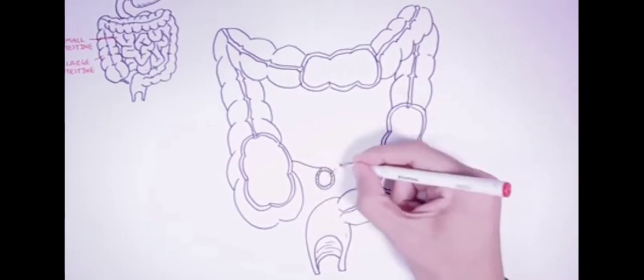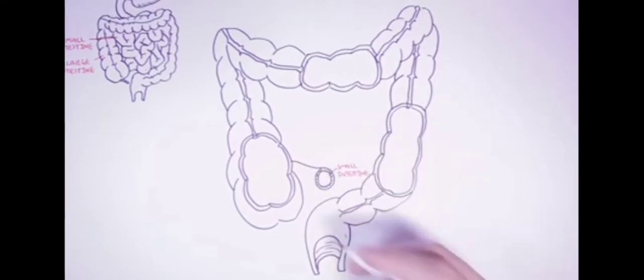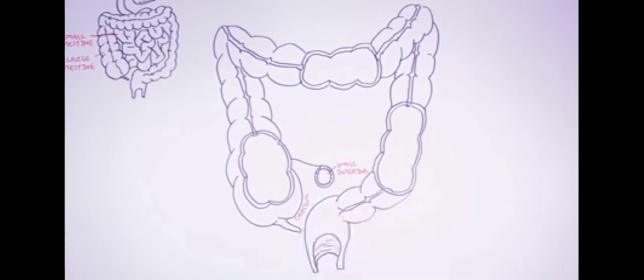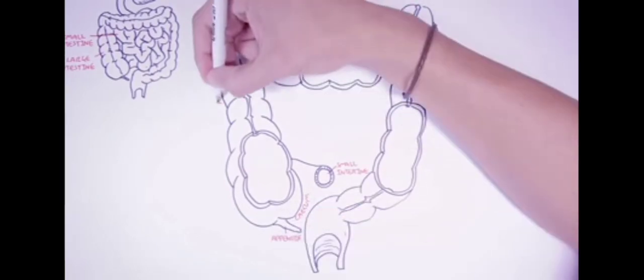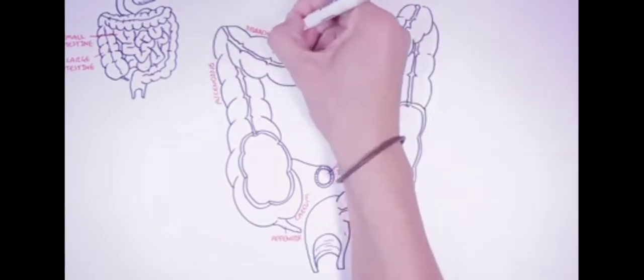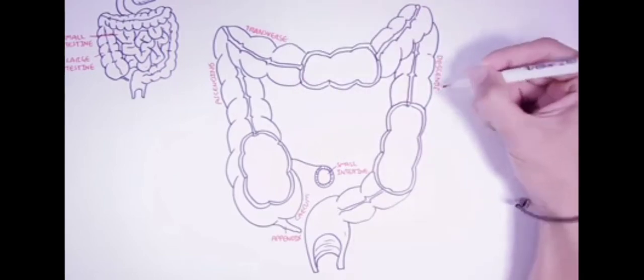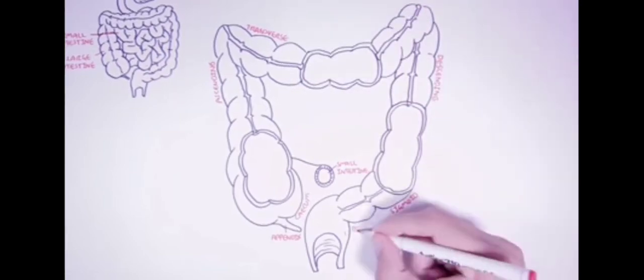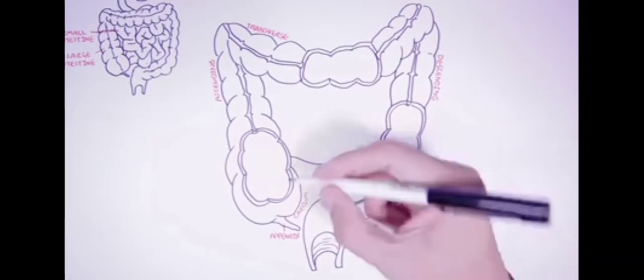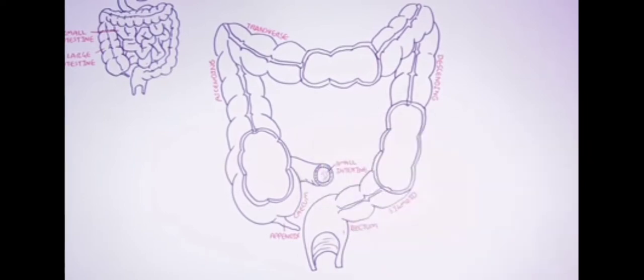So let us recap the regions of the large intestine. Here is a small intestine that joins with the large intestine. The large intestine is made up of the cecum, the ascending colon, the transverse colon, the descending colon, sigmoid colon, and rectum. We also have the appendix that joins with the cecum.